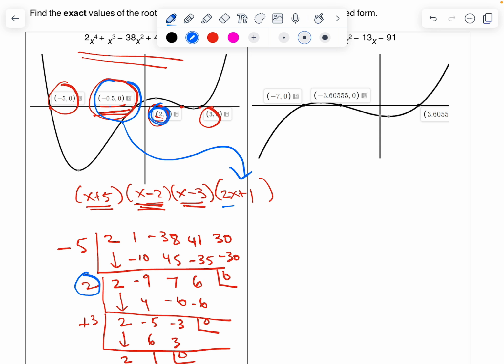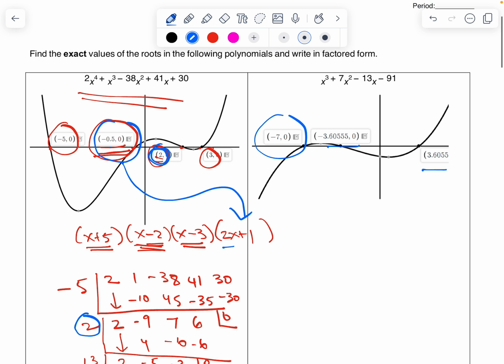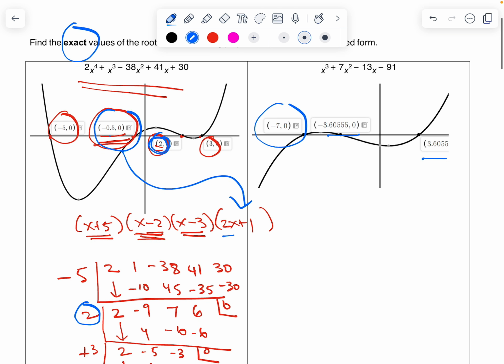Okay, let's do this one. Now in this one, we have a nice root here, but these other ones are kind of weird, so we can't use those. We don't know what number they are. It's asking for the exact value. So give this one a try, and then start the video again and check your answer.